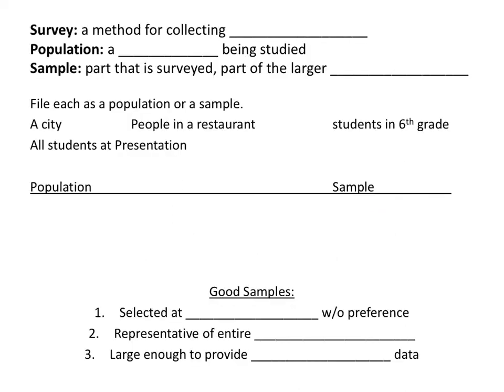So first of all, a survey is a method for collecting information. Most of us are pretty familiar with surveys. They're something that we fill out online, or you might fill them out at a store, or you might take a telephone survey. Basically, it's just to gather information that we're looking at. The population is a group being studied, and populations can mean different things. And then the sample is a part that is surveyed, and it's part of the larger population.